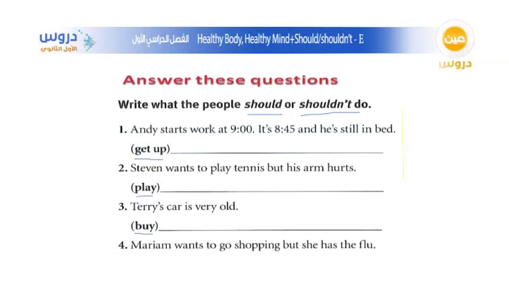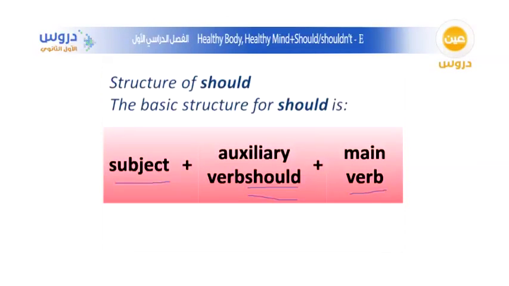All right, this is what we did. Miss Sarah, now I will do the first one just to show you. He should get up. Where is the subject? Where's the subject, Miss Sarah? The subject is he, right? That's the subject. Okay? Where's the auxiliary verb? That's should. What's the main verb? The main verb is get up.